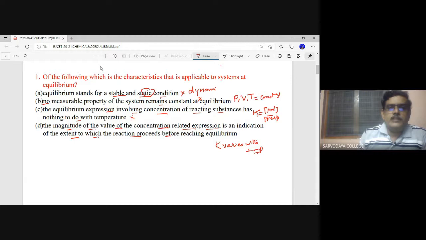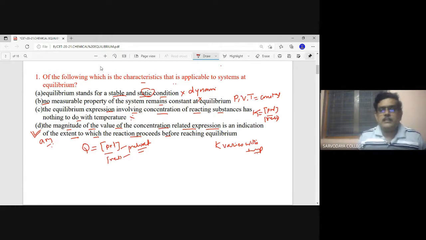The magnitude of the value, see Q, which is the same as the expression of K, is the concentration of the products divided by the concentration of the reactants. By knowing this, you can predict to what extent the reaction has taken place, or whether the reaction is proceeding in the forward direction or in the backward direction. See, statement 4 is correct, actually. Therefore, A, B, C are wrong. So the characteristic applicable is the fourth one. The ratio of the concentration of the products to the concentration of the reactants will tell you in which direction the reaction is proceeding. Therefore, the answer is D.